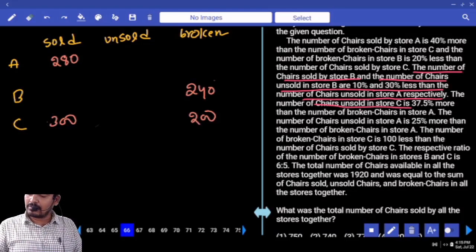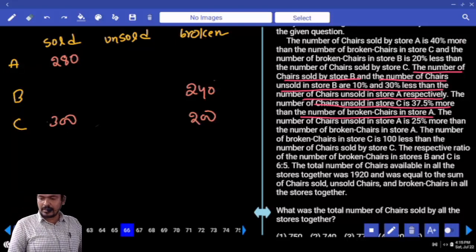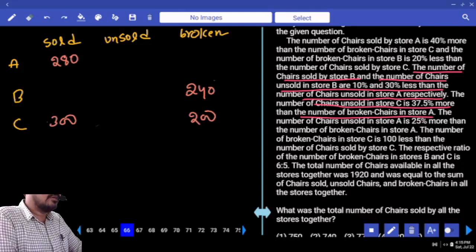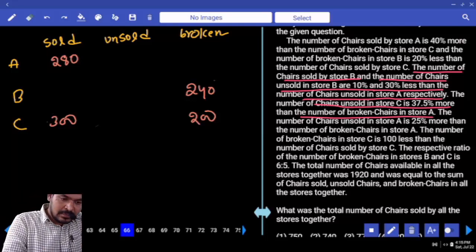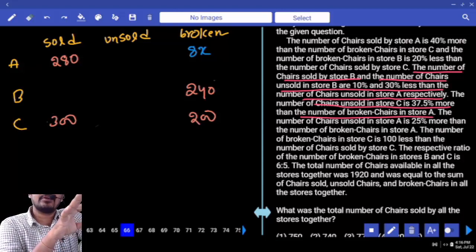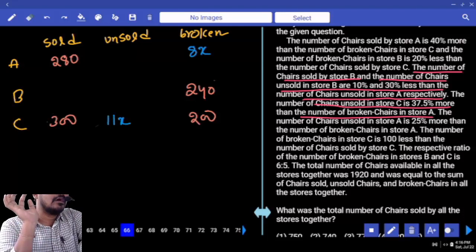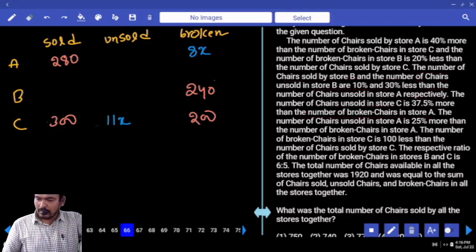What is the next line given? The number of chairs unsold in store C is 37.5% more than the broken chairs in store A. 37.5% more. 37.5% means what fraction? 3 by 8. Broken chairs in store A we consider 8x. Compared to that, 37.5% more means 3 parts more. 8x plus 3x is 11x. That 11x is the unsold value of C.